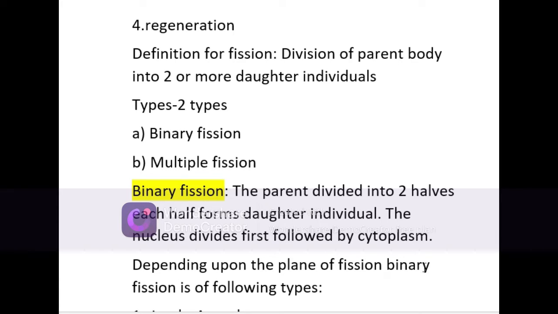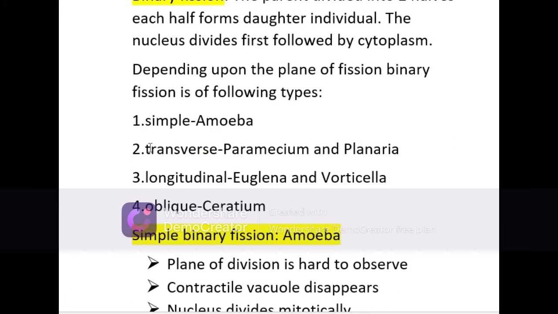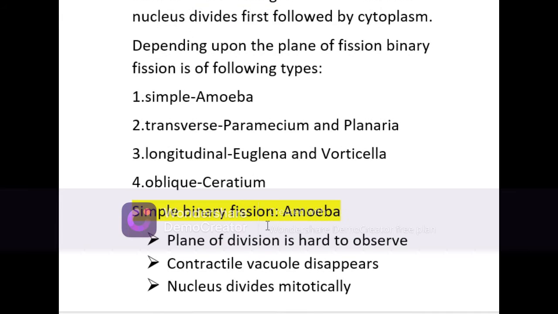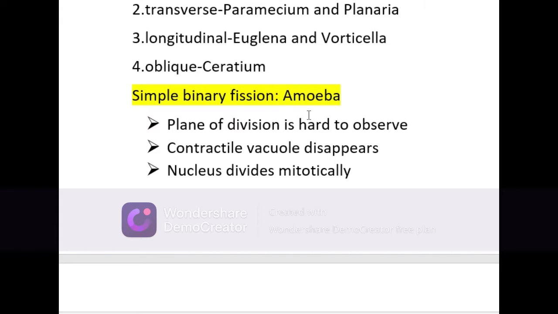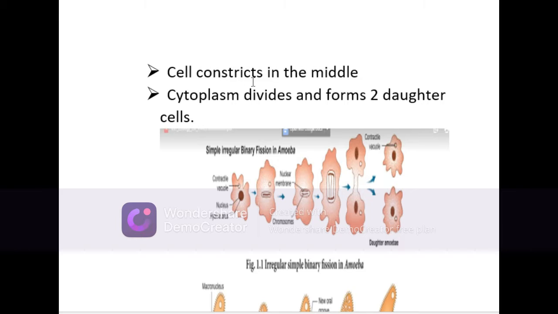Depending upon the plane of fission, binary fission is of the following types. Simple binary fission, very commonly seen in amoeba. Transverse binary fission, seen in paramecium and planaria. Longitudinal in euglena and vorticella. Oblique in serraceum. Simple binary fission, example is amoeba. The stages are: plane of division is hard to observe, contractile vacuole disappears, nucleus divides mitotically and cell constriction takes place in the middle. Cytoplasm divides, forms 2 daughter cells.